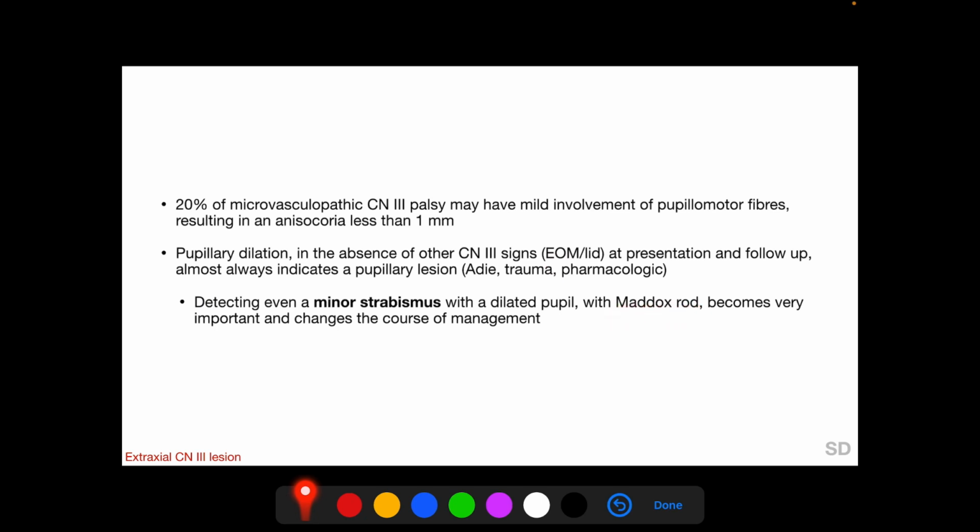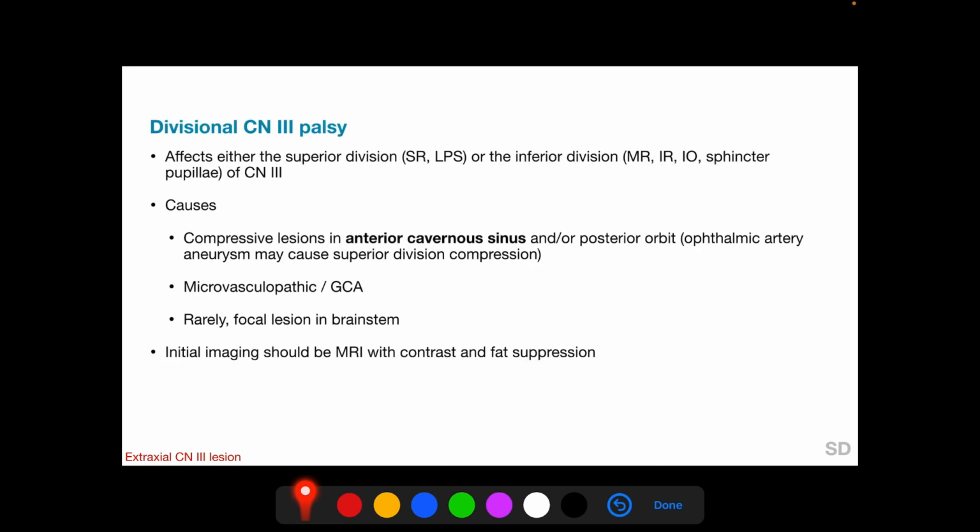And if we find involvement of the extraocular muscle in a patient presenting predominantly with a dilated pupil, that changes the course of management for that patient. In a divisional third cranial nerve palsy, either the superior division or the inferior division of the third cranial nerve is involved. If only the superior division is involved, only the superior rectus and the levator palpebrae superioris muscles are affected, and if only the inferior division is involved, only the medial rectus, the inferior oblique, and the sphincter pupillae are affected, to the exclusion of the superior rectus and the levator palpebrae superioris.